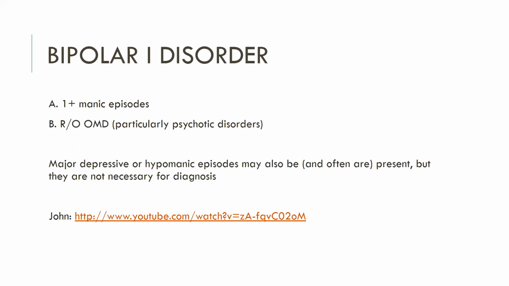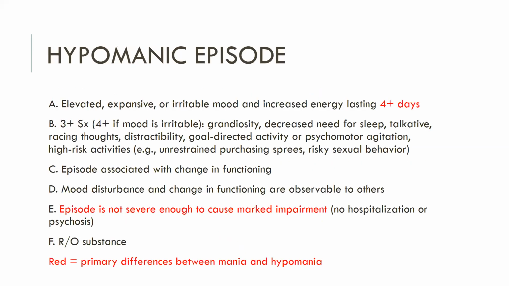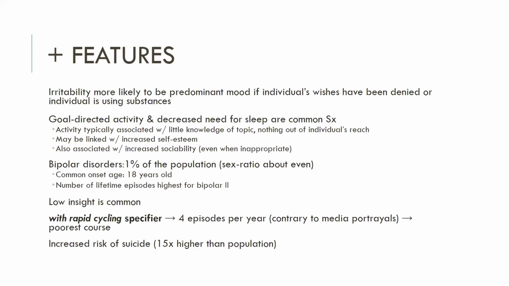So if we go back to look at the episode, you'll see that we have a variety of base moods that a person could present with. The person's more likely to be irritable if they're wanting to spend a bunch of money and you're not letting them, or someone dropped them off at the hospital and they're wanting to leave, but it's not safe for us to allow them to leave. So if their wishes are being denied, they're more likely to be irritable. Irritability may also be more commonly associated with substance use as well.